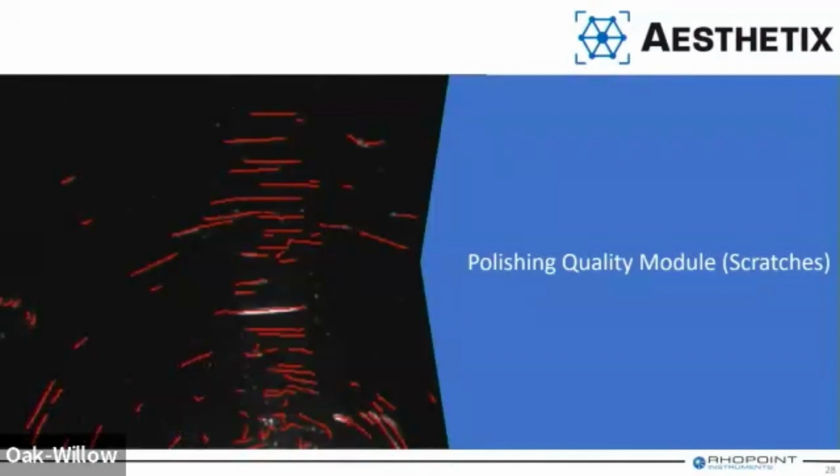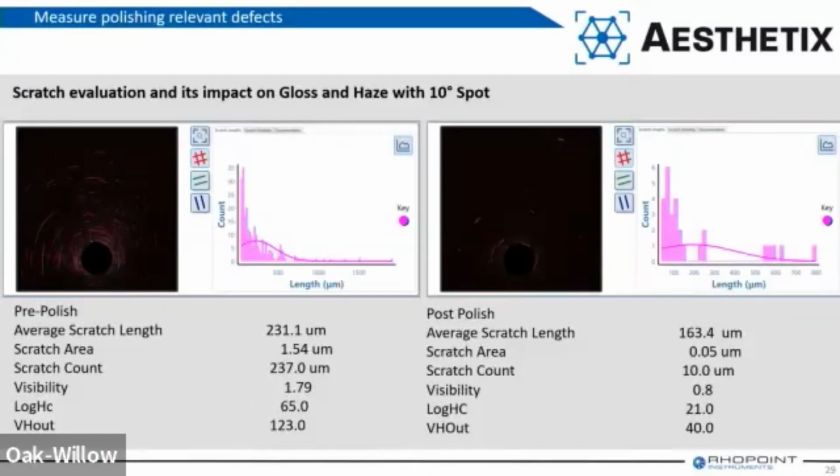The way this instrument is set up is that it's in a modular format. So the sensor's the same. You purchase an instrument, the sensor, but we can buy additional modules to measure things which are interesting for us. And one of the additional measurements is a polishing quality module.